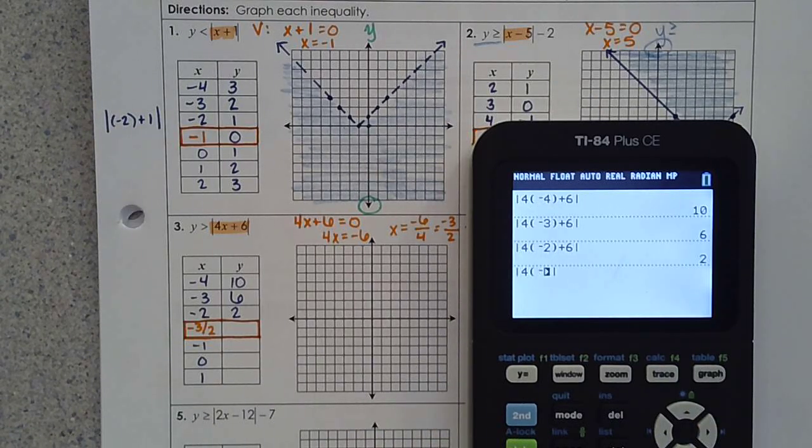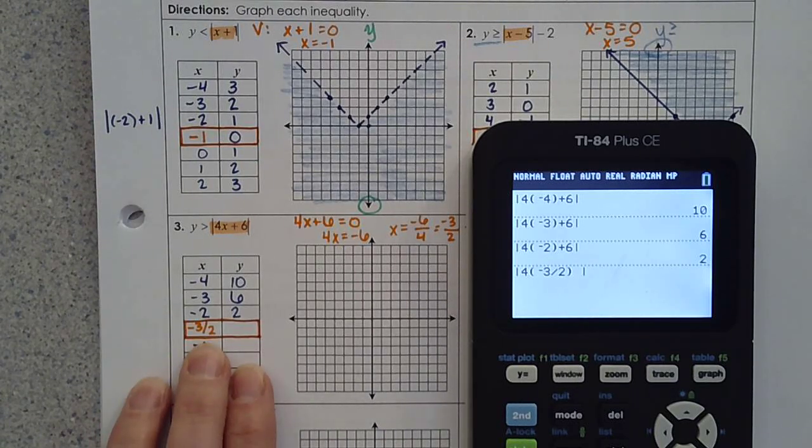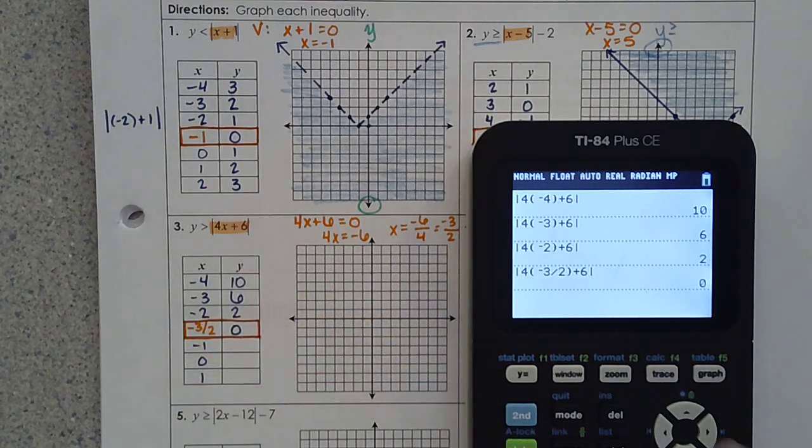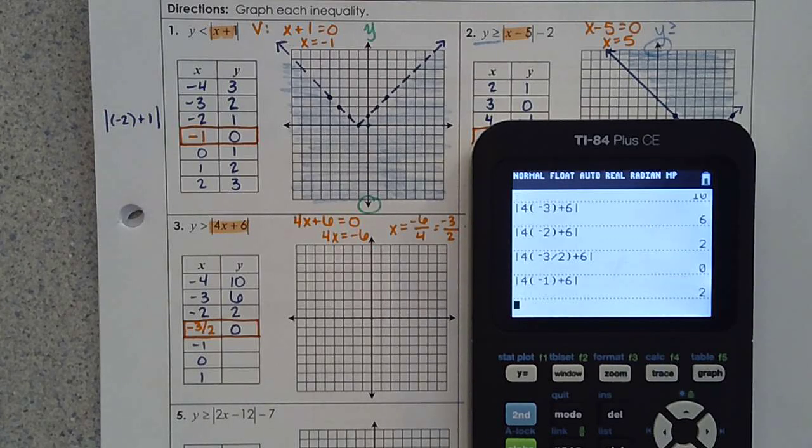4 times negative 3 halves in parentheses. Always put your fractions in parentheses. Plus 6 gives me 0. And we'll just finish it out here.